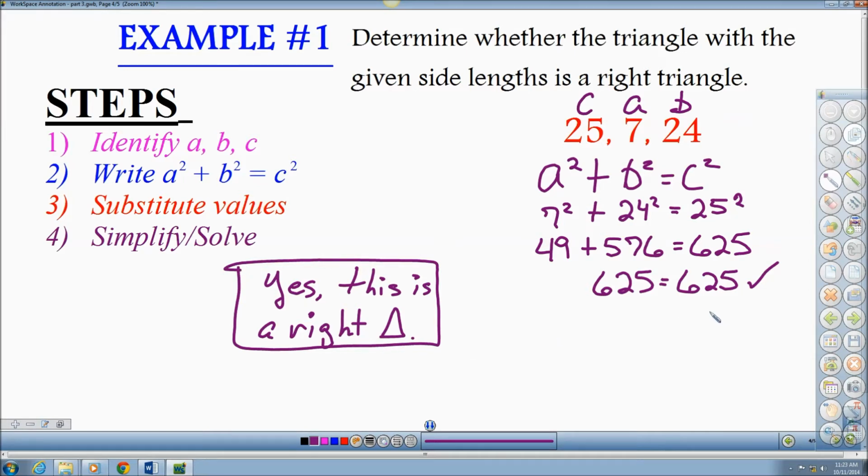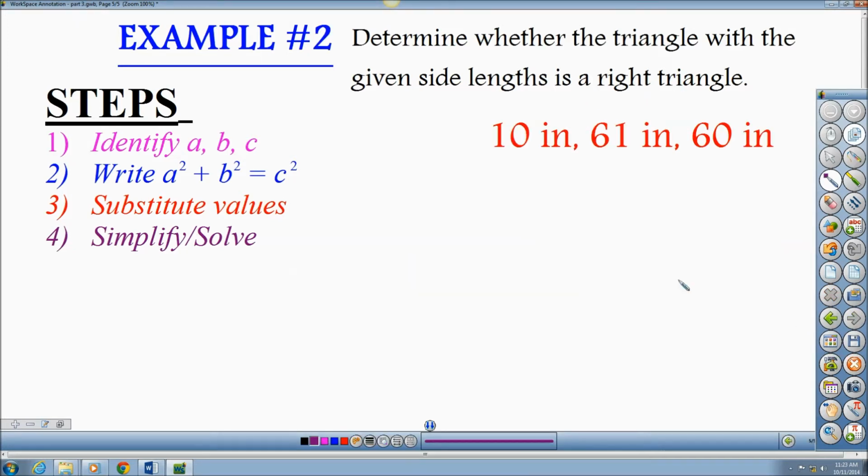Okay, so with that said, I can go on to the next example, and I follow the exact same process. So determine whether the triangle with the given side lengths is a right triangle. Well, this time I have units of measure, 10 inches, 61 inches, and 60 inches. Same process. First identify sides A, B, and C, with side C being my hypotenuse, the longest one. So here, 61 is the longest, it has to be C, and the other two, I like writing them in order, just A and B, and then filling in my Pythagorean theorem.